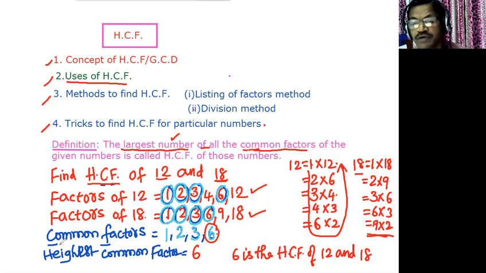Now the highest common factor. What is the highest one among all these factors? 6 is the highest one. So 6 is the highest common factor of 12 and 18. This is the HCF of 12 and 18. So 6 divides 12 and 6 divides 18. This is the highest number which divides the given two numbers.